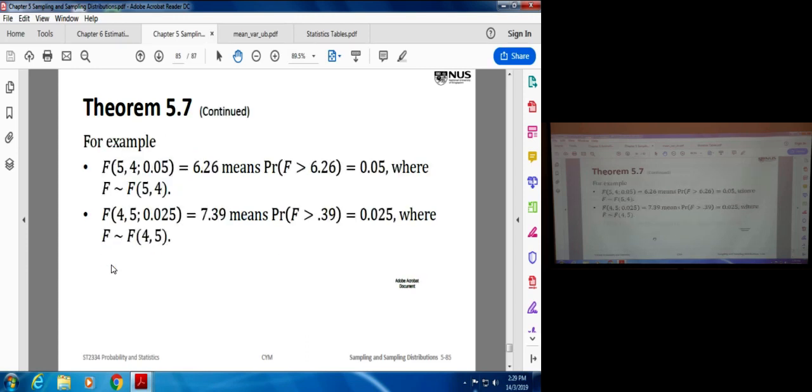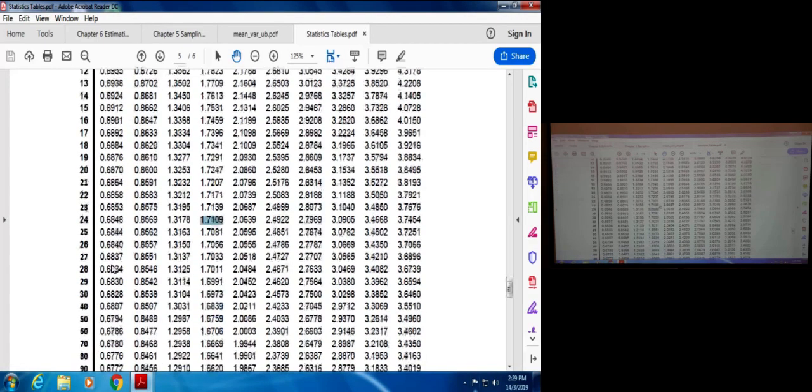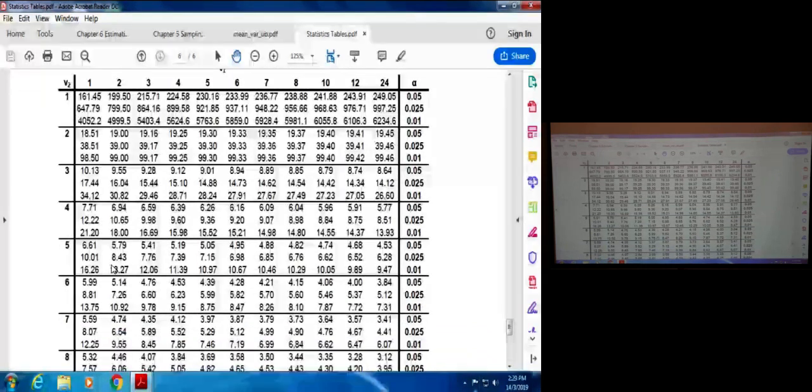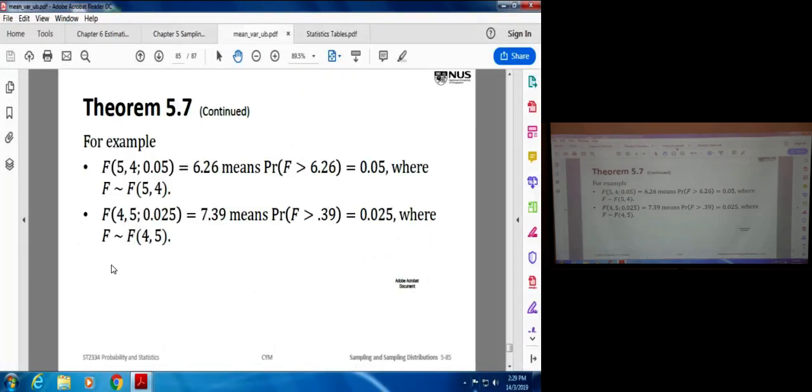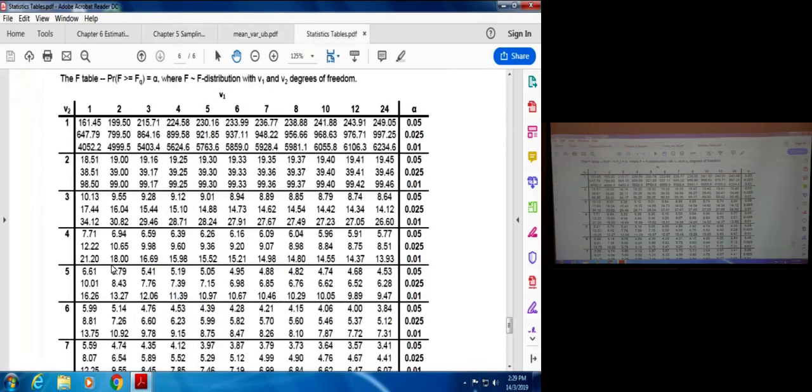Okay, and you can find the values in the F table. So let's have a look. This is an example. Here we're told two things: the degrees of freedom, 5 and 4, and the level of significance, 0.05. Now we have our F table. You have to be careful with this. This column here is the second degrees of freedom, and this row here corresponds to the first degrees of freedom. In our example, we're given 5 and 4, so we have 5 and 4 here.